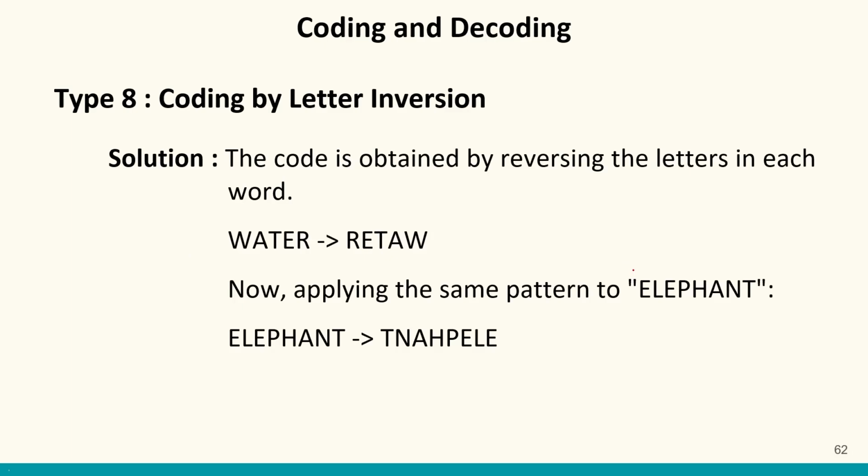You can just look at the answer over here. So this concludes our coding and decoding exercises. In this lecture, we discussed 4 types. In the previous lecture, we discussed 4 types. So total 8 types of problems we have discussed in coding and decoding. So this concludes the lecture. Thank you.